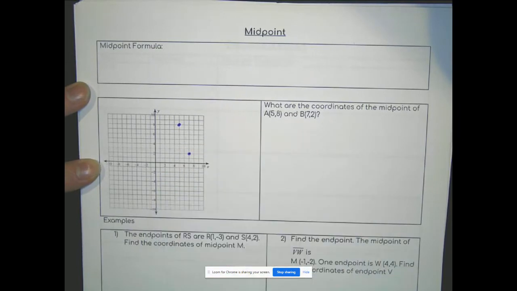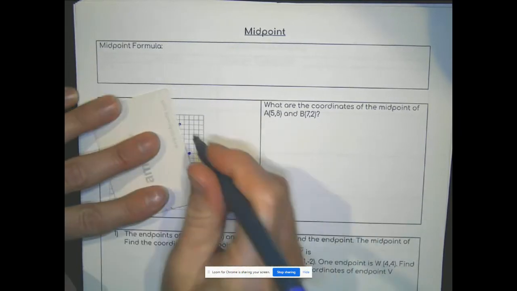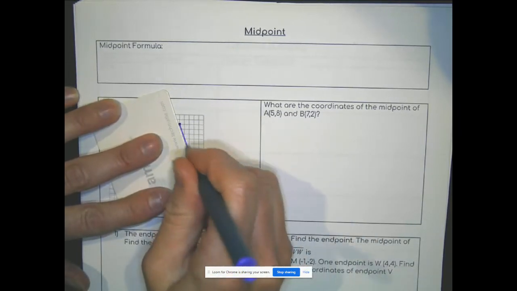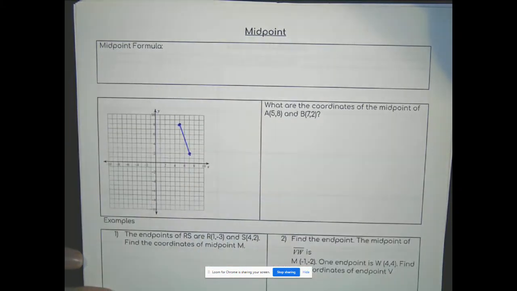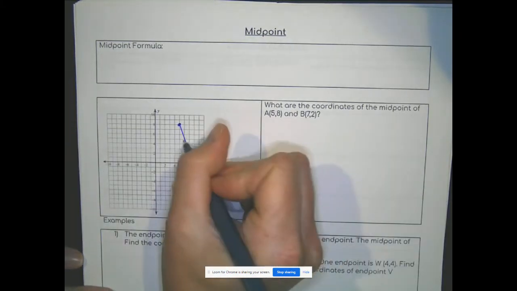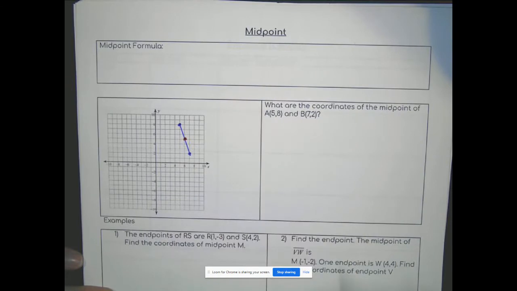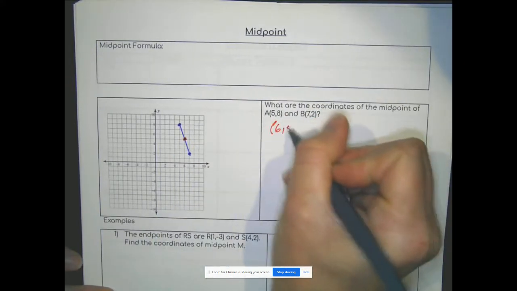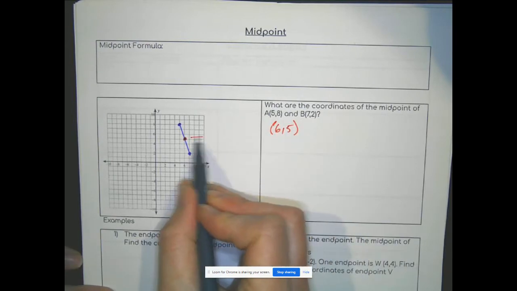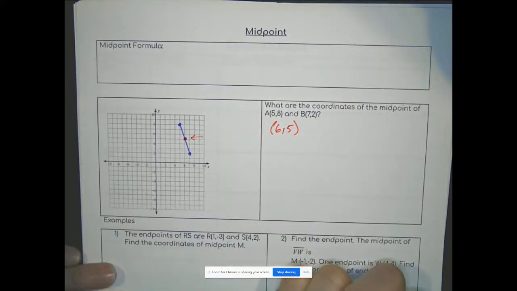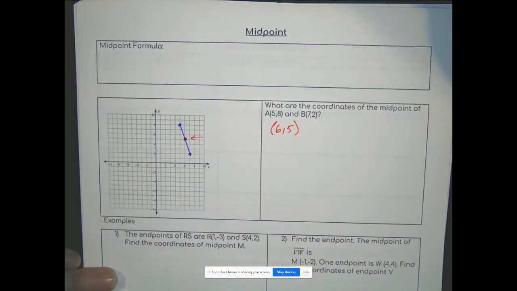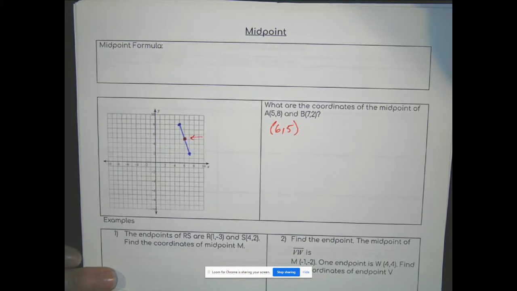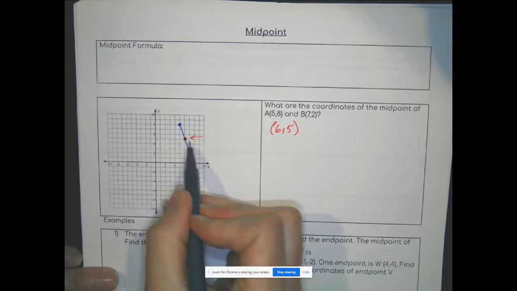And 7, 2. So I have my little segment here, and it says, what's the midpoint of that segment? I can kind of locate this physically right here, which looks like it's going to be 6, 5. So the midpoint formula is trying to find the middle of these 2 points, and that'll become more relevant as we kind of move on. So where did this value come from?